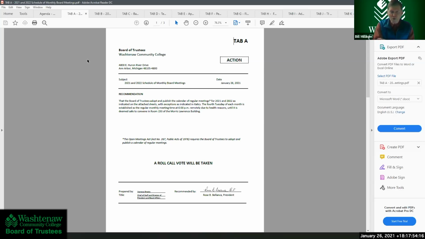Do I hear a motion in support? So move. Second. Support. Vanessa, would you call the roll, please? Chair Milliken, yes. Vice Chair Davis, yes. Treasurer DeVarty, yes. Secretary Hatcher, yes. Trustee Fleming, yes. Trustee Landau, yes. Trustee McKnight Morton, yes.